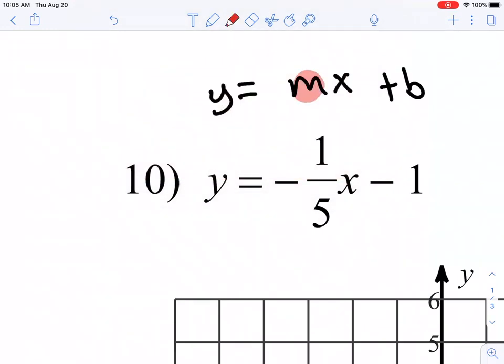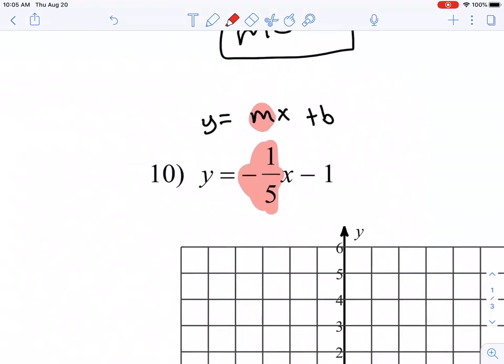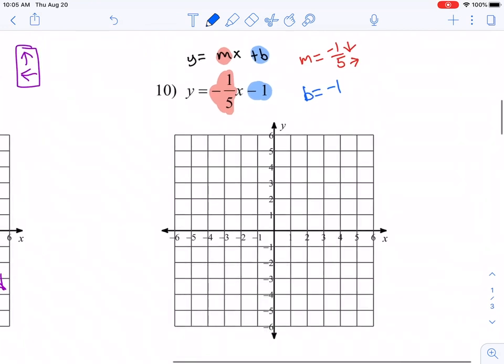In red, I'll highlight my m. So my m value is the number that's next to x, negative 1 over 5. And we would go down 1 and right 5. And then in blue, we have b equal to negative 1. So we are going to begin at negative 1 and then move down 1, right 5. We could also do the exact opposite and go up 1, left 5, and create a nice little line there.